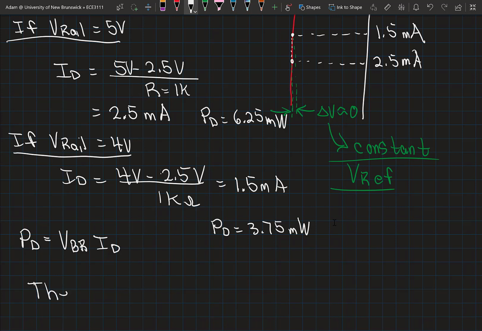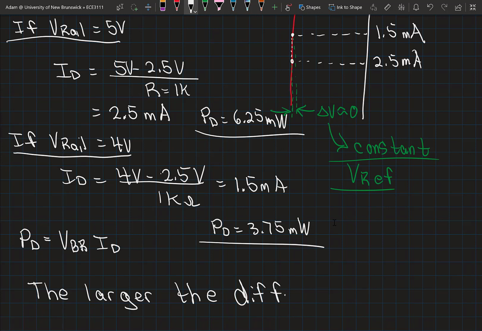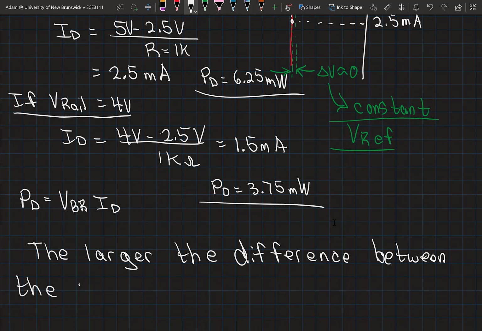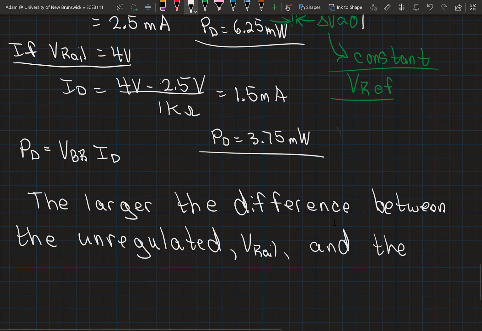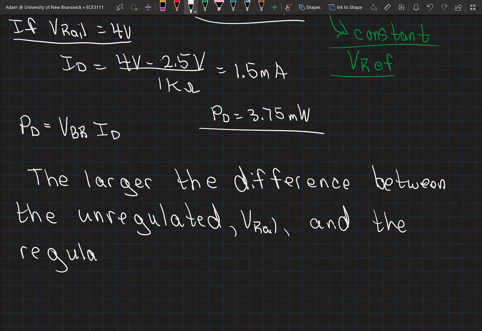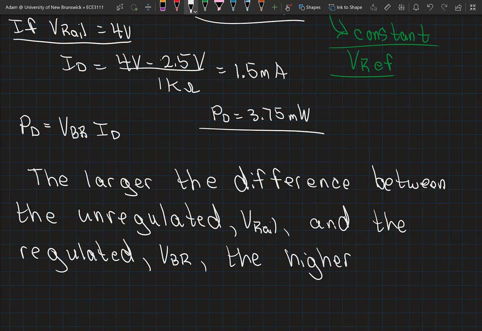Of course, as noted from these power calculations, the larger the difference between the unregulated voltage, which we call V rail, and the regulated voltage, which is the breakdown voltage of the Zener, the higher the power dissipation.